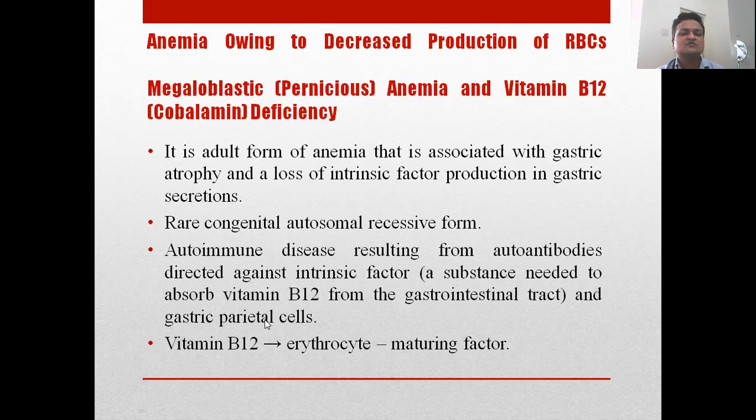Rare congenital autosomal recessive form. The autosomal disease results from autoantibodies directed against the intrinsic factor, a substance needed to absorb vitamin B12 from the gastrointestinal tract, and against the gastric parietal cells, present in the gastric juice or in the intestine. Vitamin B12 and erythrocyte maturing factors are present.